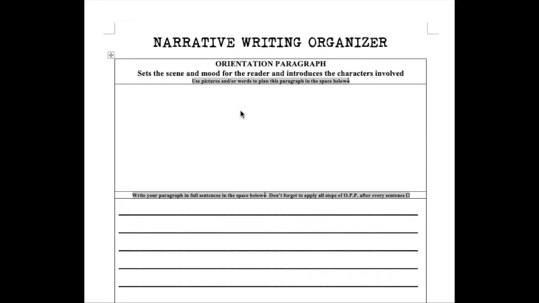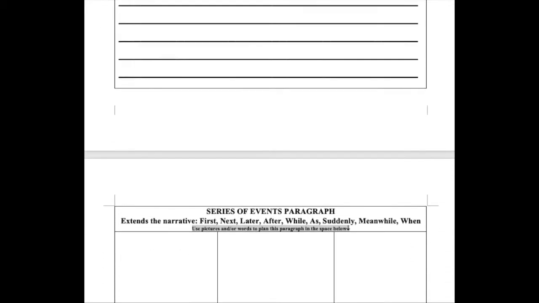Students are to use pictures and/or words to plan their paragraph in this portion of the organizer, and then use these pictures and words to influence the writing in the lines provided below for all 4 sections or 4 paragraphs required to write a solid narrative.